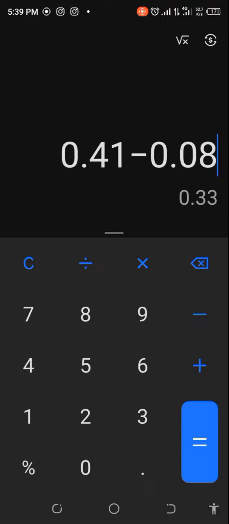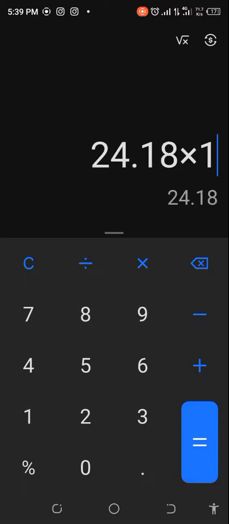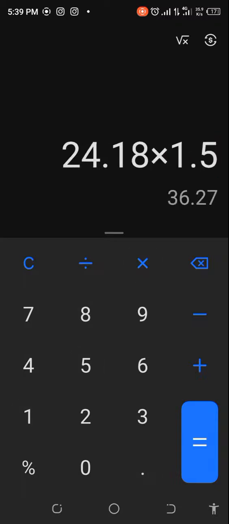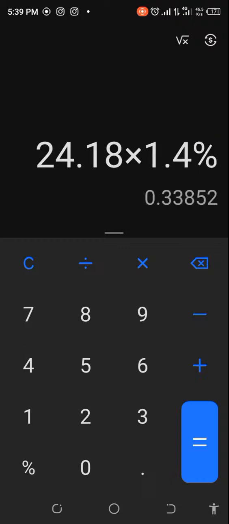About what percentage is that? Right now, I just hope I'm not wasting too much time. That will be 24.18 times 1.5. Something in the range of 1.5, 1.4%. So it's a 1.5, 1.4% profit potential. Let's go ahead and see how this goes.